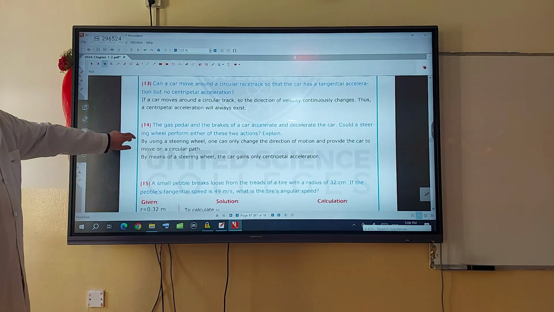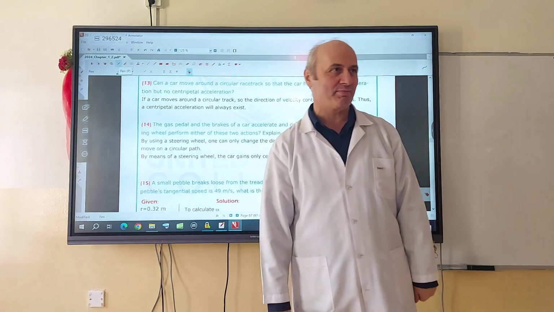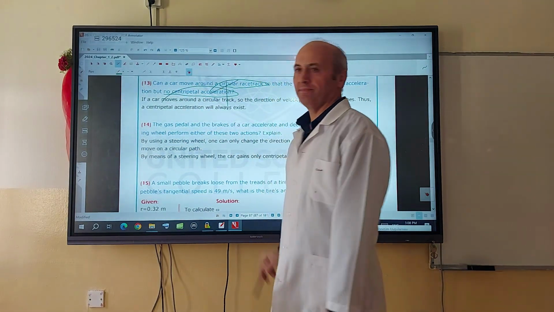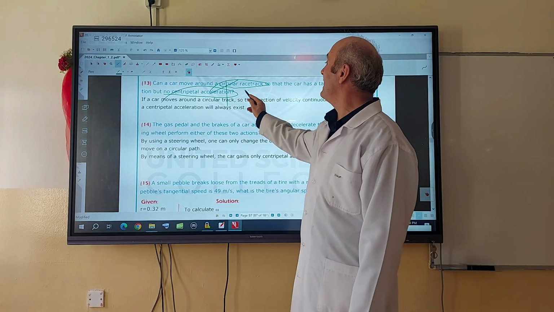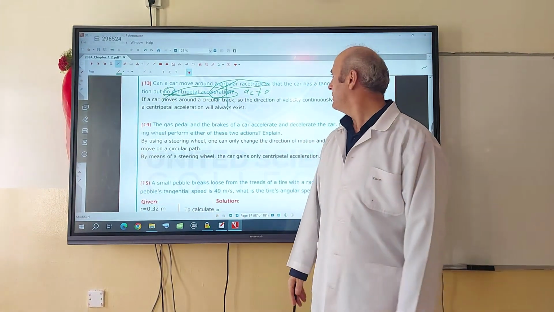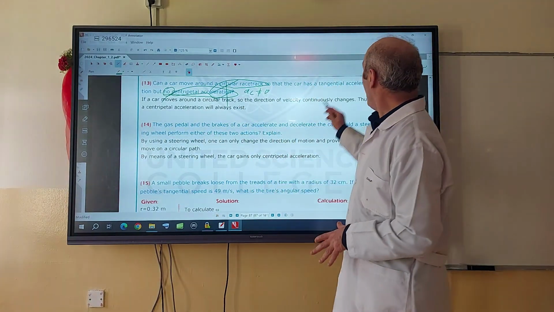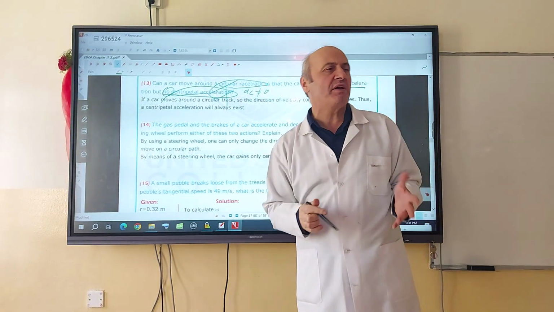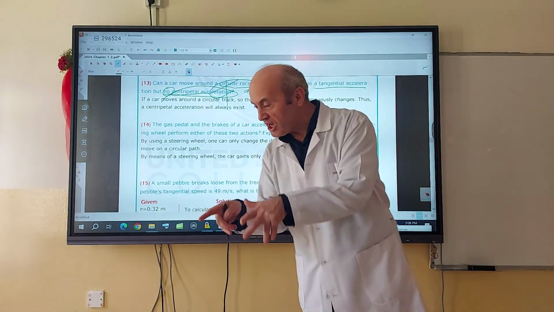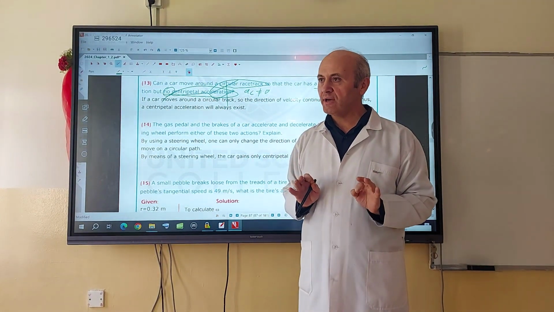Question 13. Can a car move around the circular track so that the car has a tangential acceleration but no centripetal acceleration? Circular racetrack. No centripetal acceleration, impossible. Because circular track means AC is not zero. No, it's impossible. So the car will absolutely have centripetal acceleration if it's moving in a circular track. Tangential acceleration is possible if the car is slowing down or speeding up. That is, tangential speed should change, then AT is possible, but the AC part is wrong. In a circular path, there is always centripetal acceleration.